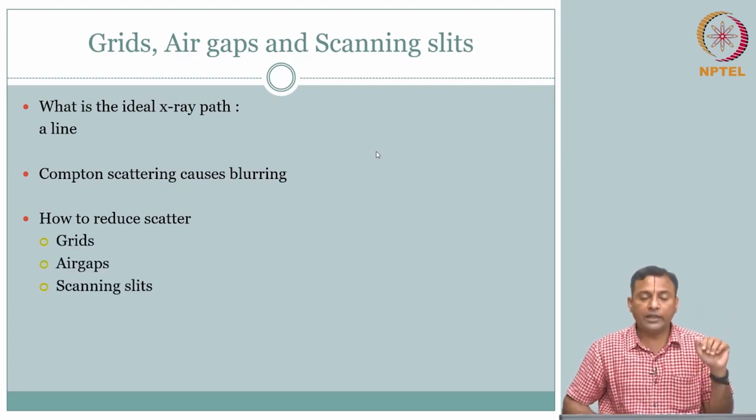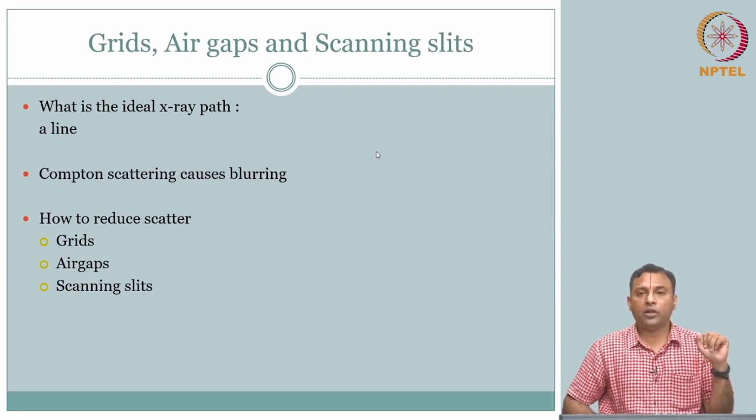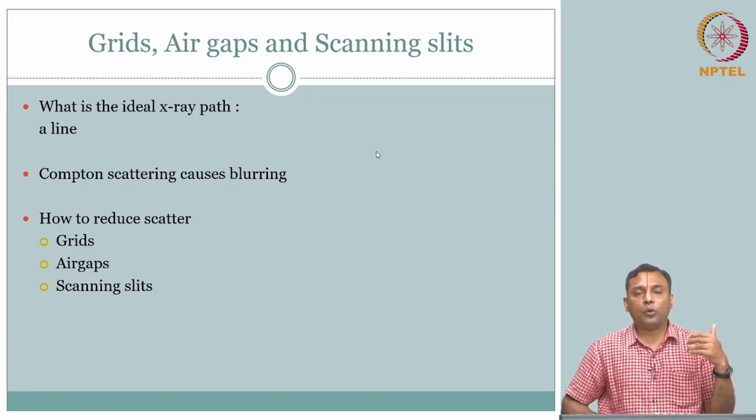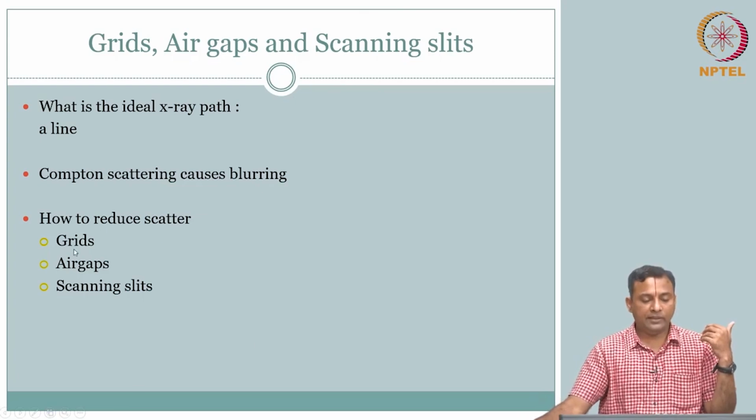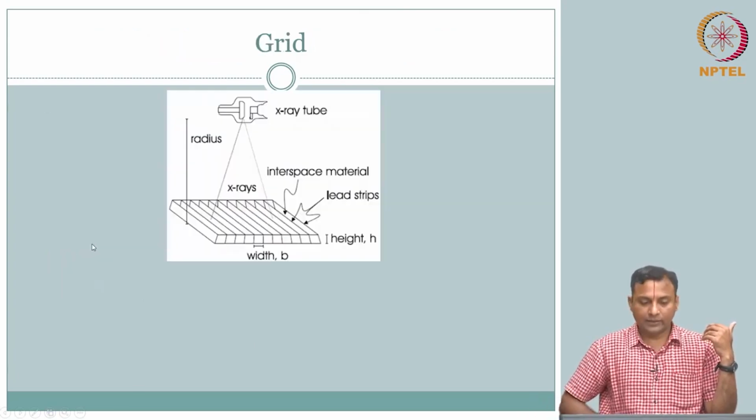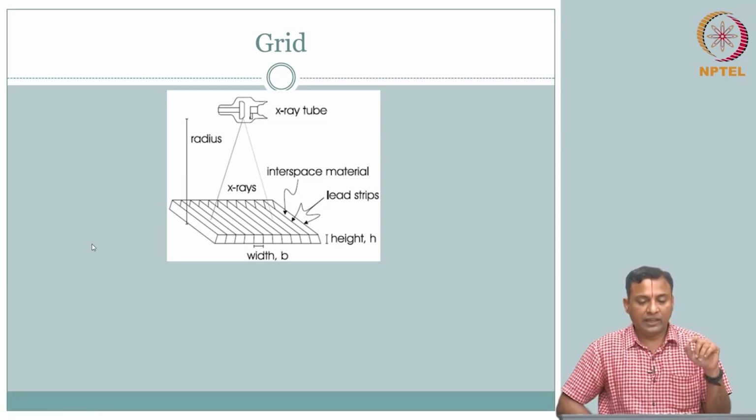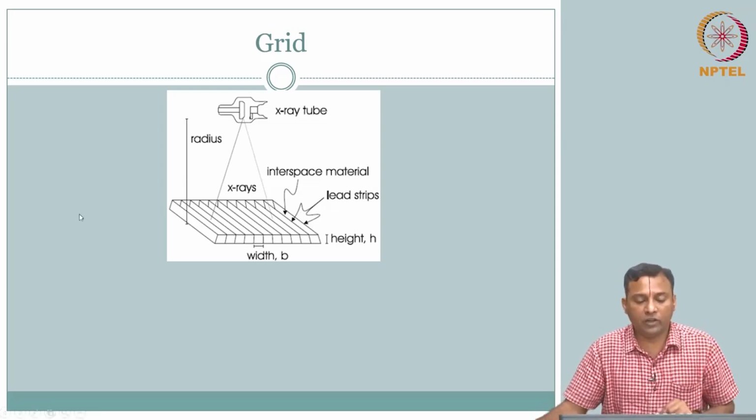Okay, so there are 3 ways to do it. We will quickly go through each one of them, but in some sense, just by the problem proposition and the names that are there, we can start to guess. So grid, right, this is what we are talking about.